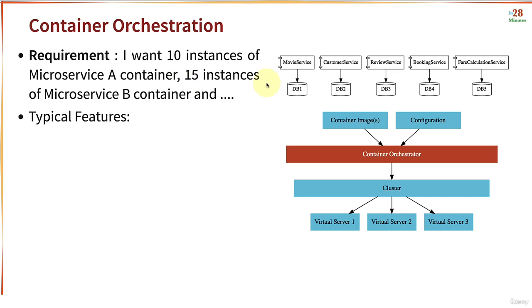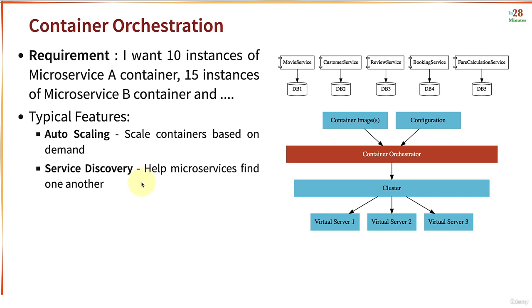Let's look at some of the important features that are typically needed in microservices architectures. Number one is auto scaling. The load on each of these microservices can be different. A review service might have a lot of load, whereas the booking service might have less load. So you'd want to increase the number of containers for a specific microservice or decrease the number of containers based on the number of requests or based on the number of users. So you'd want to be able to scale up and scale down the containers based on the demand.